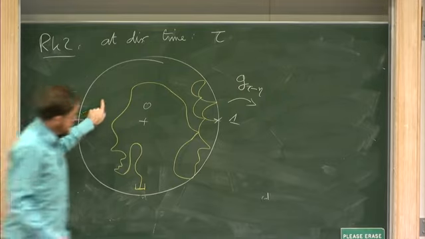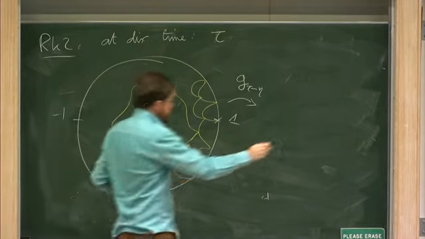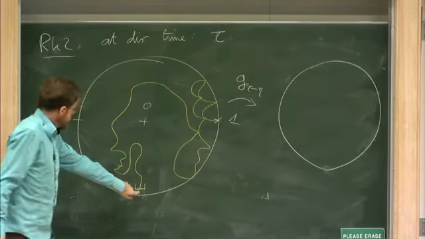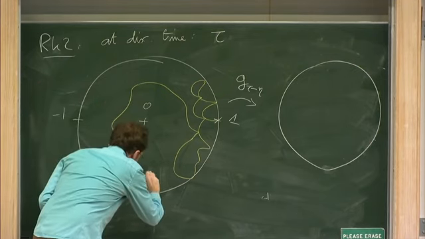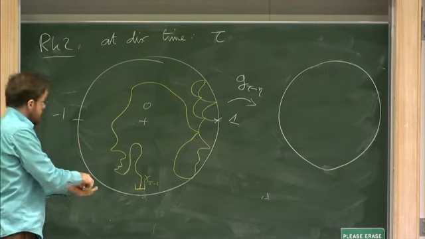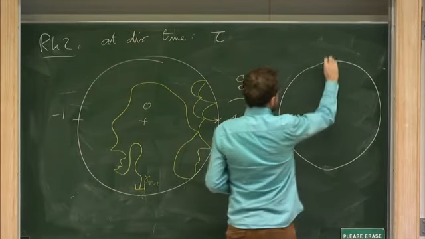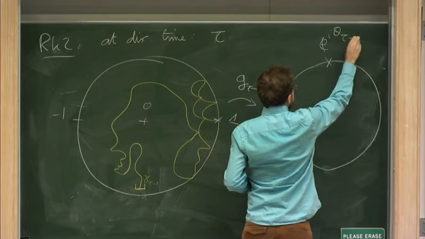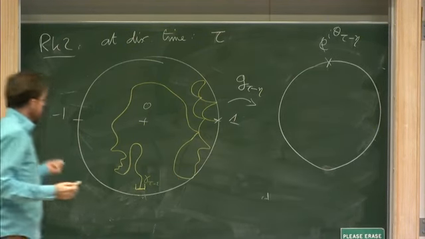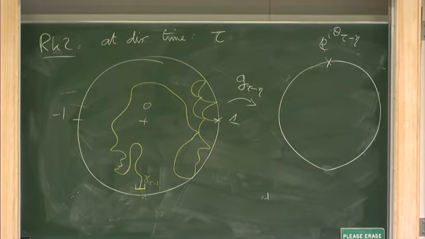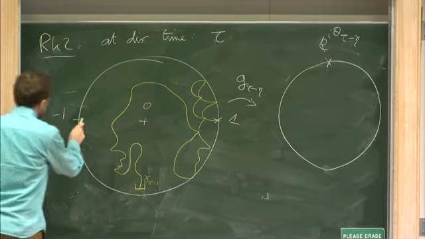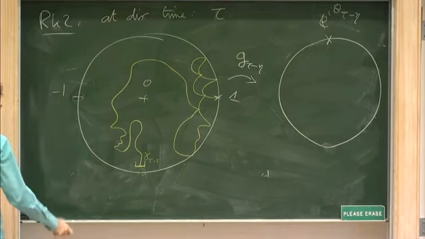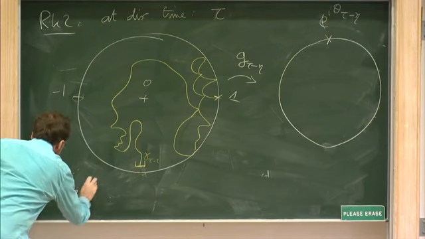So g at tau minus eta maps the complement of the curve back to the unit disk. It maps the tip, gamma of tau minus eta, somewhere, let's say here. So this is e to the i theta at time tau minus eta. And now there's one more point which is interesting, which is minus 1. So the question is, what happens to g at tau minus eta of minus 1?